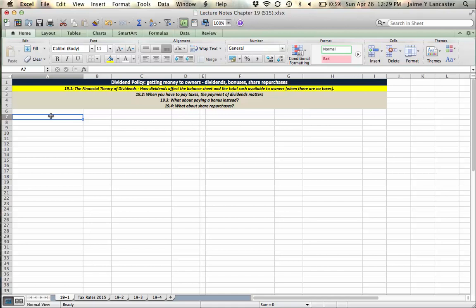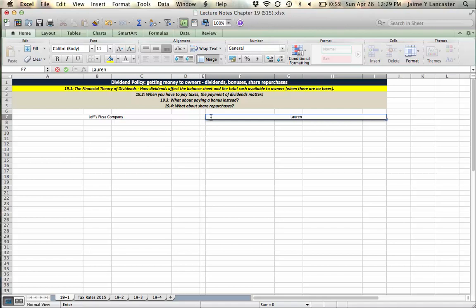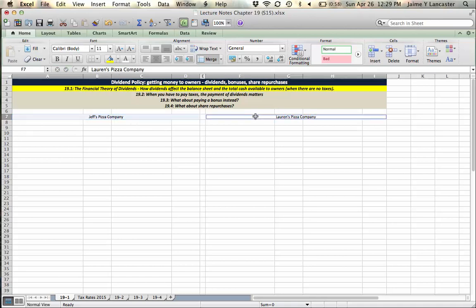So let's start with two examples. I want to create two balance sheets for two hypothetical companies. Let's create two pizza companies, and Jeff is going to have one, and Lauren is going to have the other one. Jeff and Lauren are students in my spring 2015 class, and they are now budding entrepreneurs, and they own pizza companies. We're going to create their balance sheets.